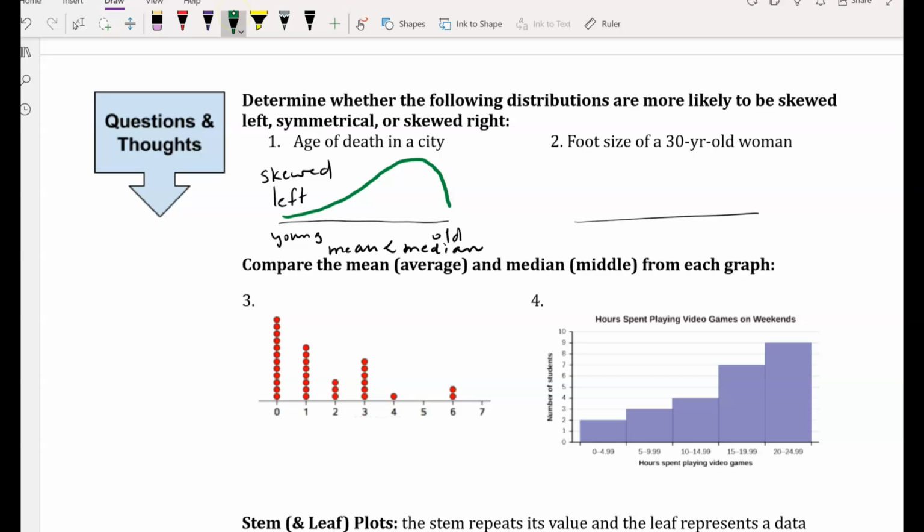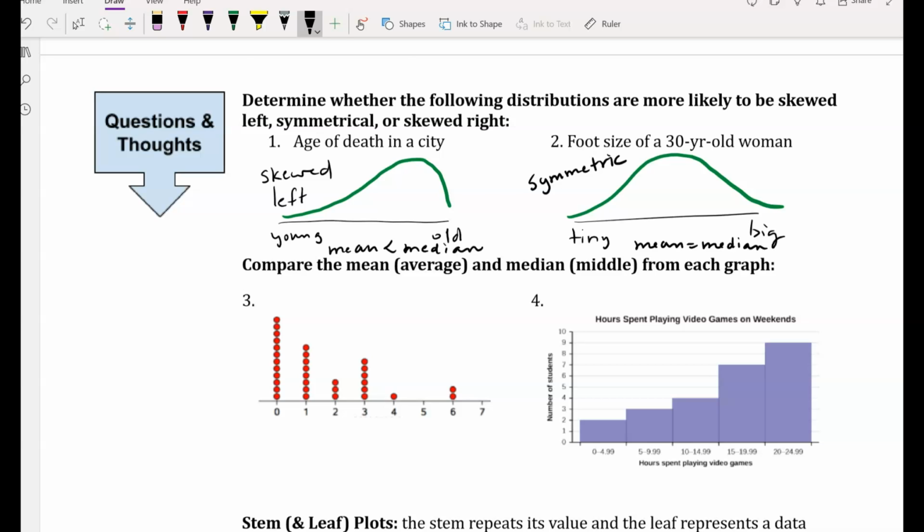Think about the foot size of a 30-year-old woman. If I had a whole big group of 30-year-old women and I looked at their foot size, then most of the sizes would be about the same. There would be some people who had really tiny feet, and there would be some people who had really big feet, but most of them would fall somewhere in the middle. So in that case, we would expect to see a distribution that looked like this. Most of the data would be in the middle, and we would say that that is symmetric. If we have a symmetric distribution, then that means that the mean and the median are just about equal to each other.